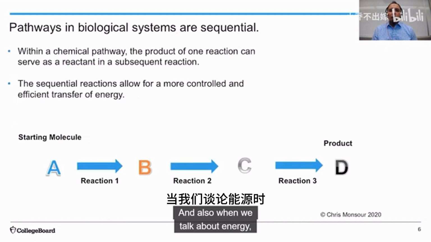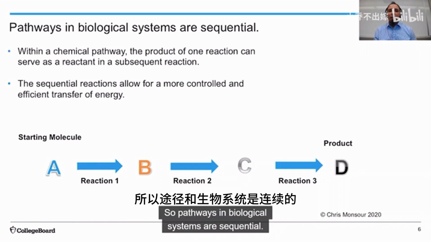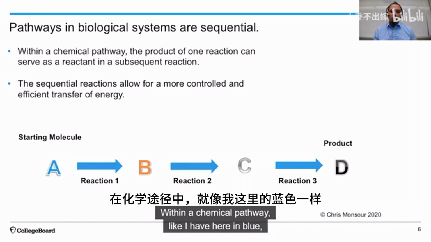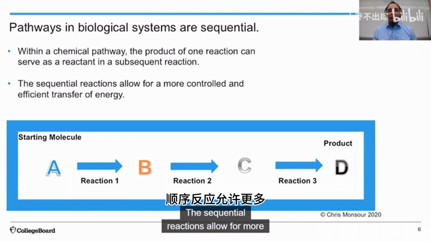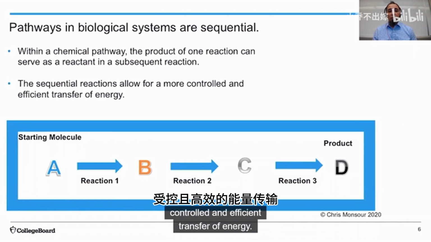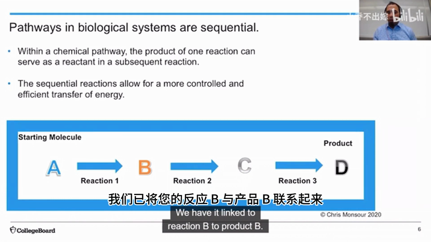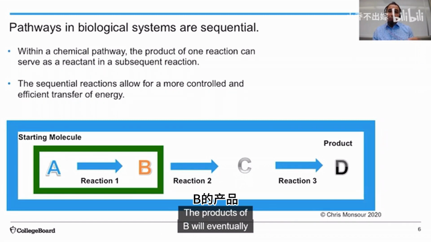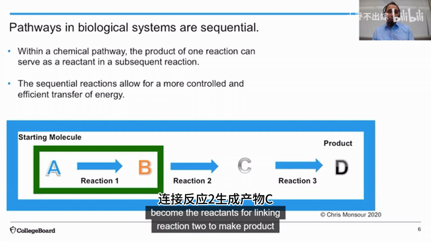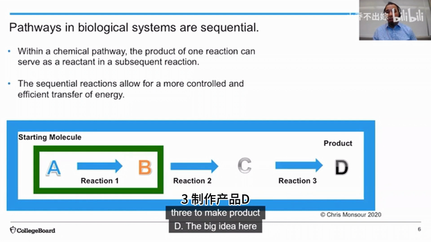And also when we talk about energy, we need to talk about pathways because pathways is how energy is transferred. So pathways in biological systems are sequential. Within a chemical pathway, like I have here in blue, the product of one reaction can serve as a reactant in a subsequent reaction. The sequential reactions allow for more controlled and efficient transfer of energy. So we've got a starting molecule A, those are your reactants. We have linking reaction B to products B. So there's one step in that biological pathway. The products of B will eventually become the reactants for linking reaction 2 to make product C. Then product C will become the reactants for reaction 3 to make product D.